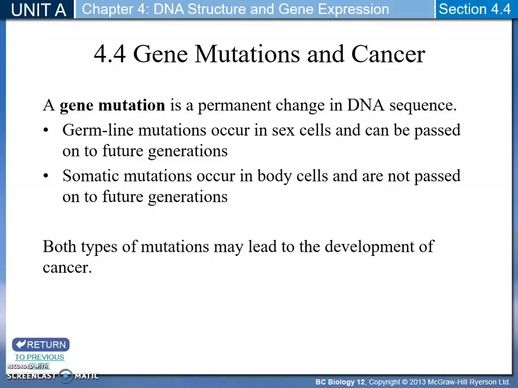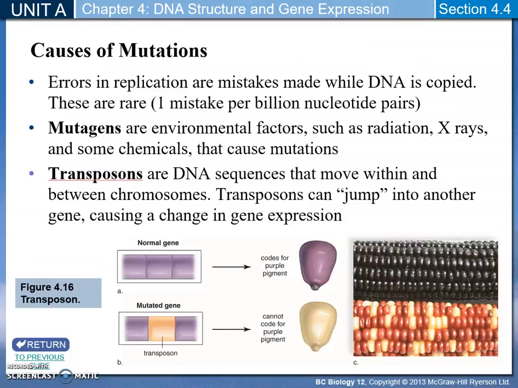mutations occur in sex cells and can be passed on to future generations. Somatic mutations occur in body cells and are not passed on to future generations. Both types of mutations may lead to the development of cancer.